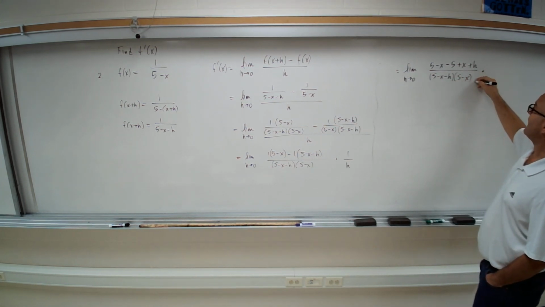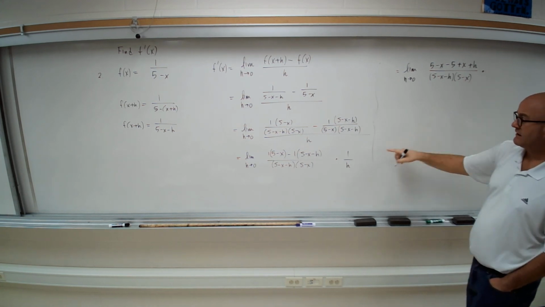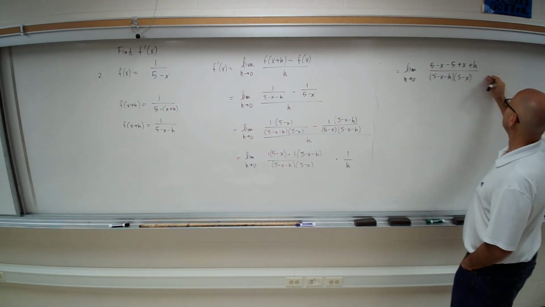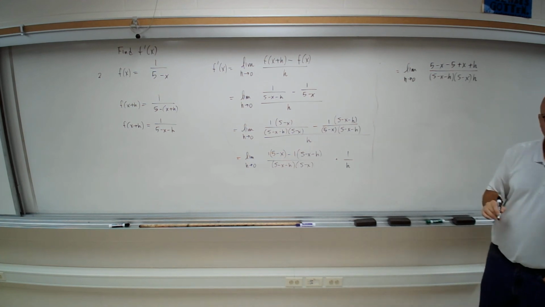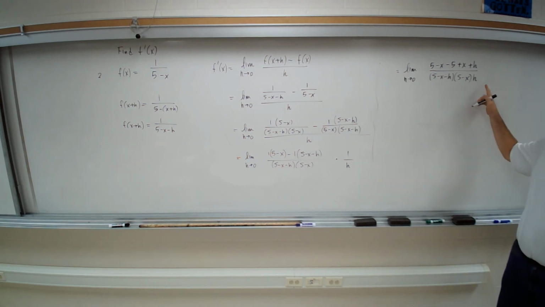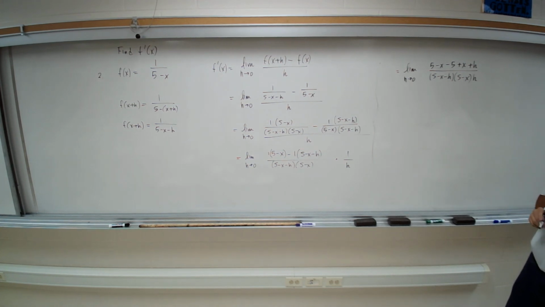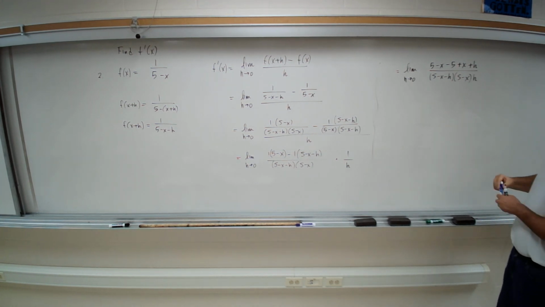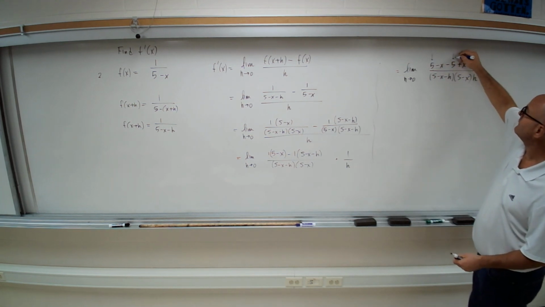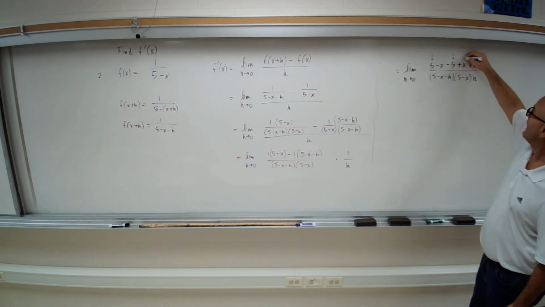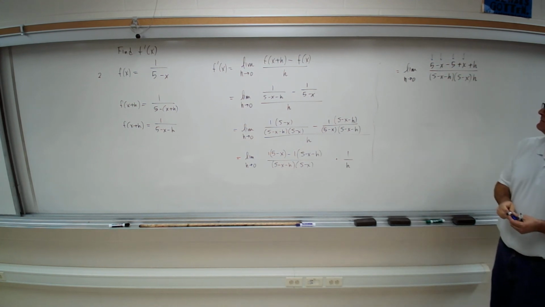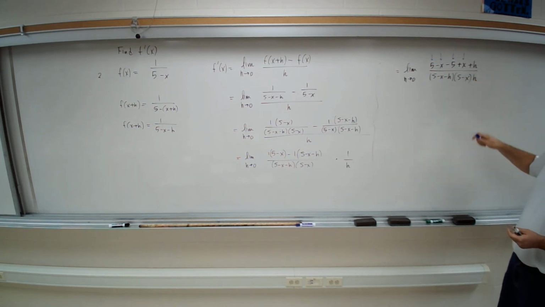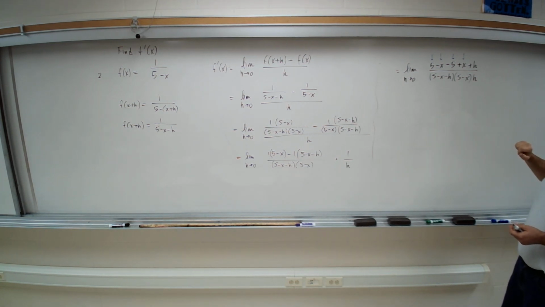Now, could I even just put the h on the bottom here? Because it was times 1 over h? Yeah, let's do that. So let's put that h on the bottom. We know that we have to get rid of that, because that's where our limit is going to have a problem. So if we look at the numerator, we have a 5 and a negative 5. Those cancel. We have an x and a negative x. Those cancel. And then we have this h.